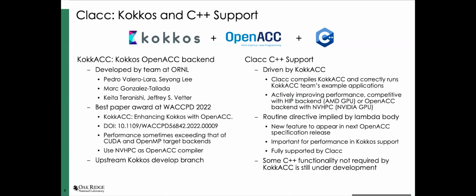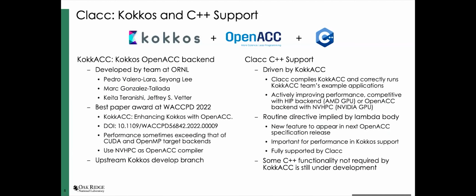One other interesting thing to come out of this effort is related improvements to the OpenACC specification, including a new feature that specifies implicit routine directives for C++ lambdas, automatically computed by the compiler based on the contents of the lambdas. This feature is important for performance in Kokkos' OpenACC backend. It is fully supported by Clacc now, and we expect these improvements to appear in the next release of the OpenACC specification.